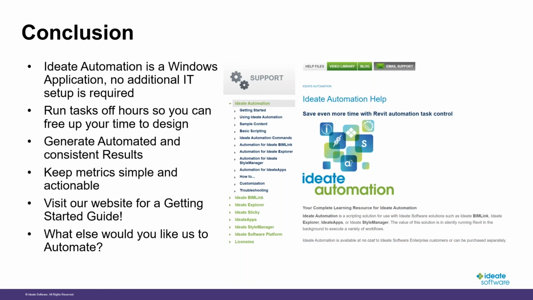We would advise you to keep your metrics simple and actionable. This is what we really like about our health data metrics, is that we provide actionable items to our customers. Our website is full of information, including a getting started guide. And the last thing I'd like to ask is, what else would you like us to automate? This list has grown tremendously the past year, and we are looking for a lot more information from our customers for things that they want to automate.